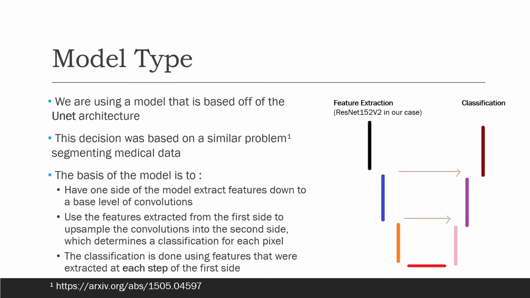So in terms of what we actually chose for a model, we decided to use a model based off the UNet architecture, and this was done because we had read some literature that had done similar problems in the medical field and was very successful. The basis of the UNet model is essentially to have one half of the model extract features down to the base level of convolutions. In this case, we used ResNet 152 version 2, and then have the other half upsample those base level features into something that is able to classify data in an image format.